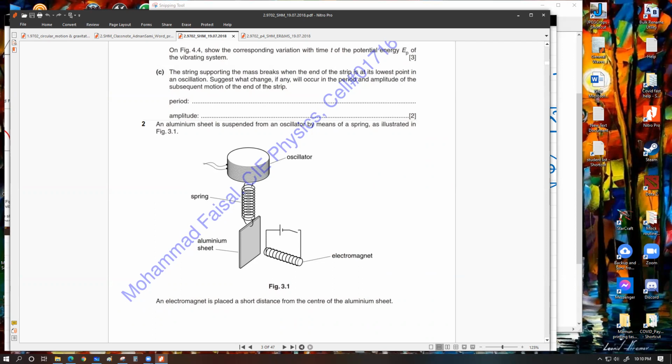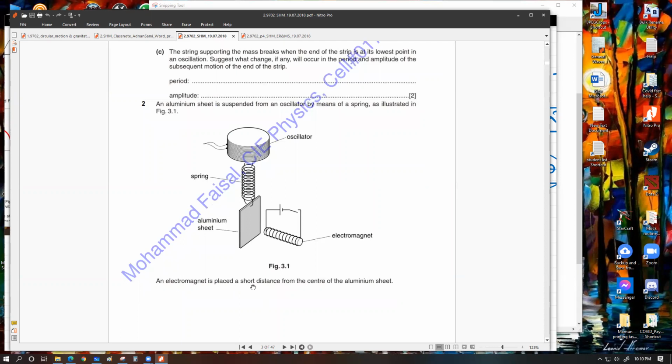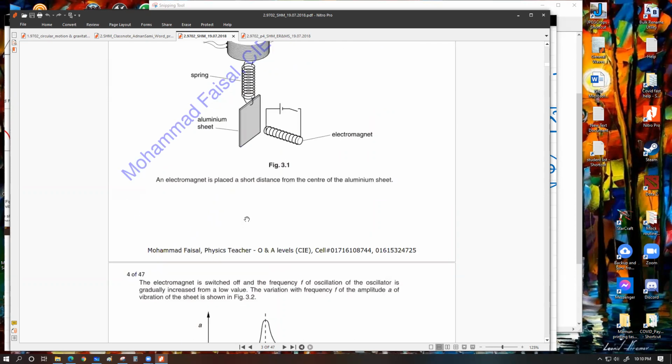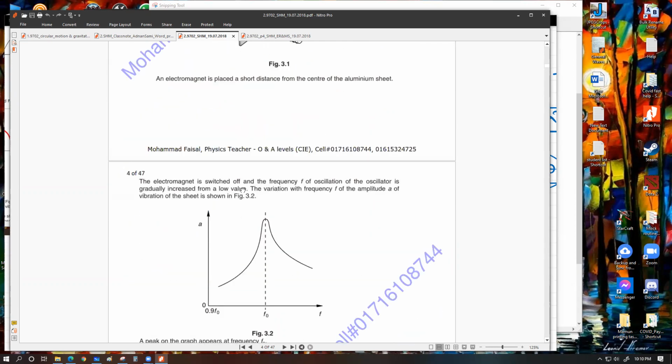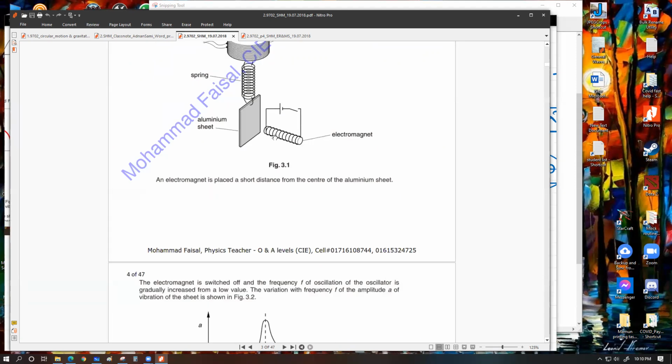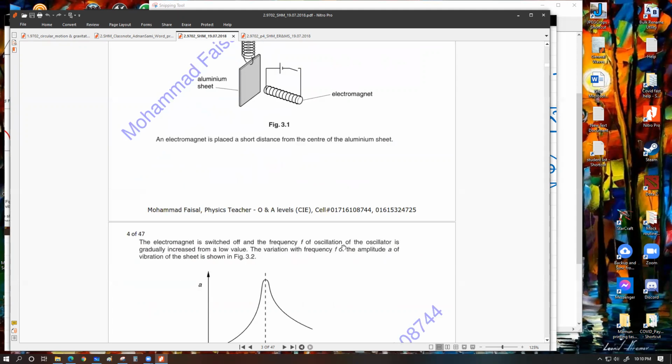You have hung the spring from the vibration point and you have the aluminum sheet. Initially you do not have the electromagnet. The electromagnet is placed at a short distance from the center of the aluminum sheet. Okay, then you bring the aluminum sheet. The question says the electromagnet is switched off. So whenever we open the switch, it means the electromagnet is not working as an electromagnet, as if it doesn't exist. And the frequency f of the oscillation of the oscillator is gradually increased from a low value.